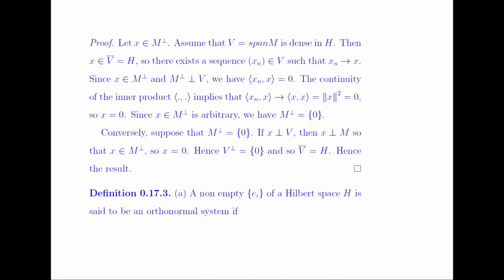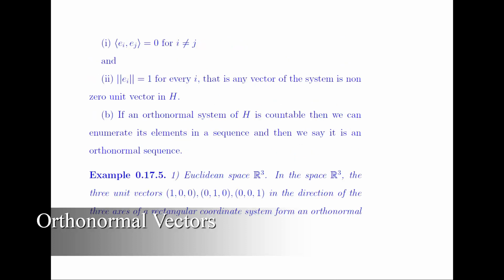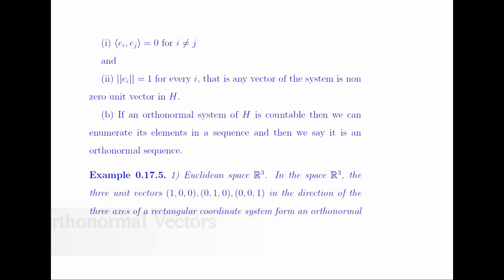Now we discuss the orthonormal system. A non-empty set {e_i} of a Hilbert space H is said to be an orthonormal system if the inner product of e_i, e_j is equal to 0 for i not equal to j, and the norm of e_i is equal to 1 for every i. That is, every vector of the system is a non-zero unit vector in H.